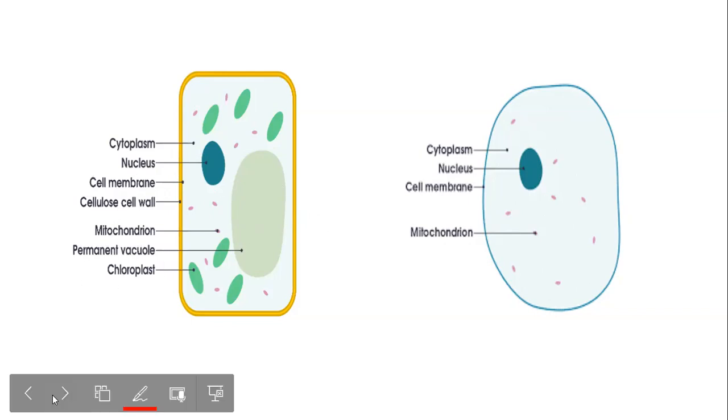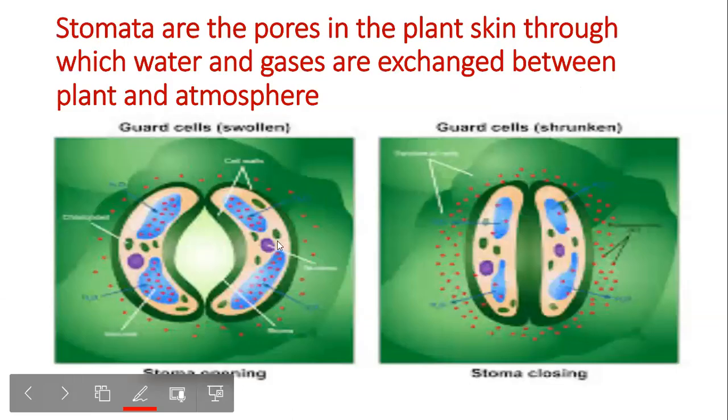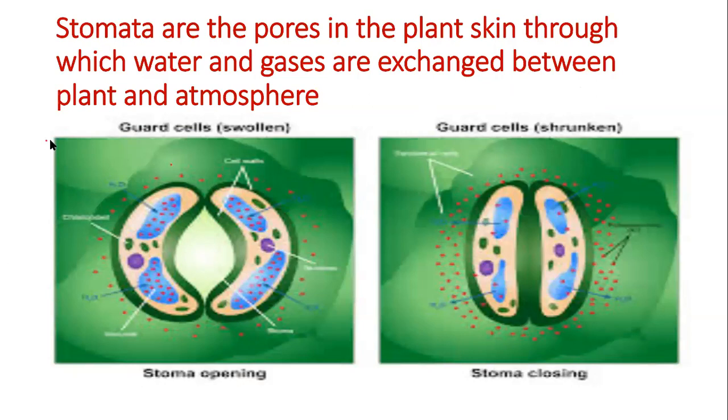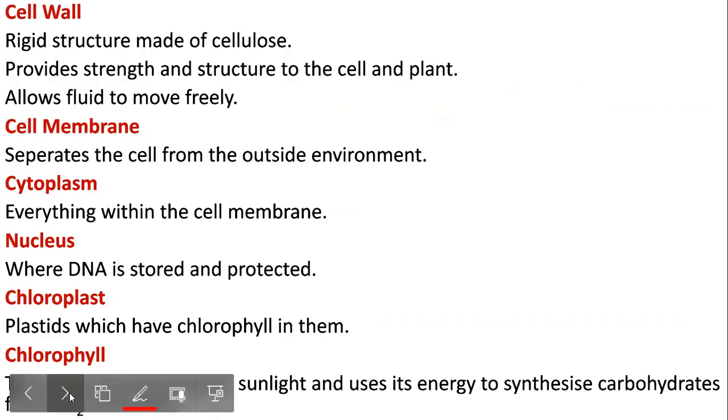So now coming to, there is one more structure called stomata. So stomata, like these are the two guard cells in a plant cell, and when they are swollen, the stoma can be seen, like this opening can be seen. So these are the pores on the plant skin through which water and gases are exchanged in between the plant and the atmosphere. So basically stomata also help in photosynthesis.